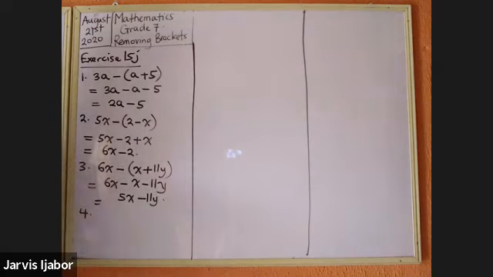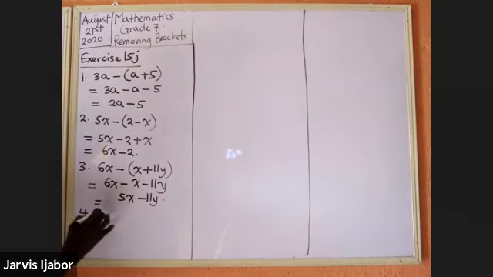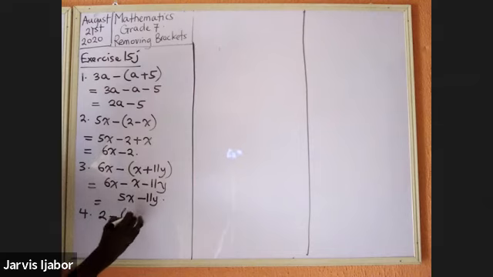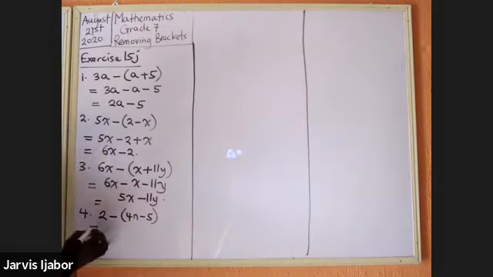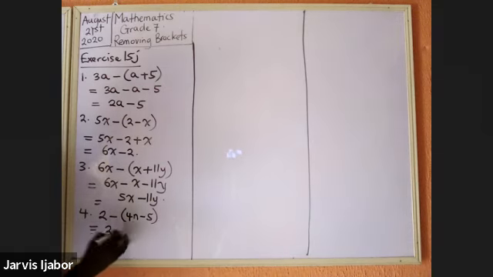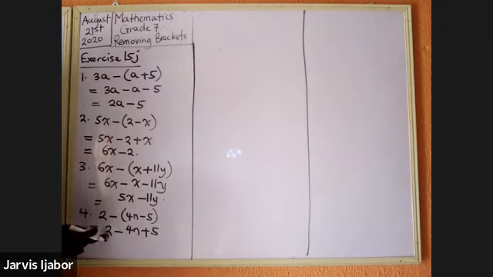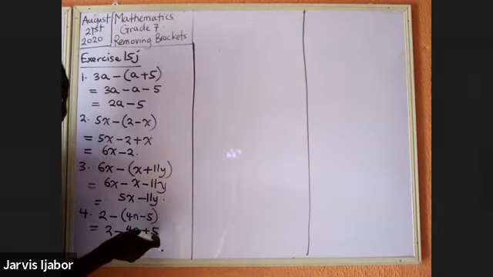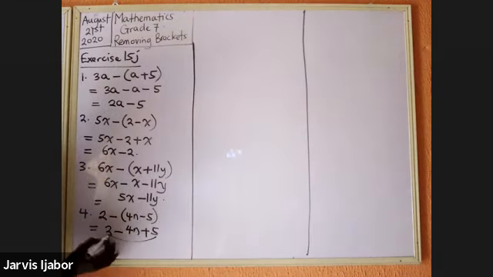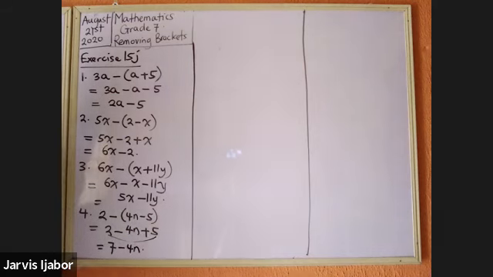Question 4. In question 4, you have 2 minus 4n minus 5. What would that give you? This will give me 2 minus 4n. This will change to negative. This will change to positive plus 5. What is the state of 2? Positive. What's the state of 5? Positive. So I will add them. And that will give me 7 minus 4n. Okay?